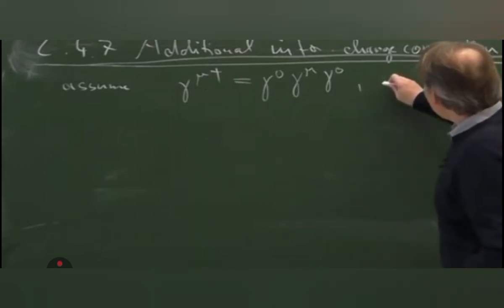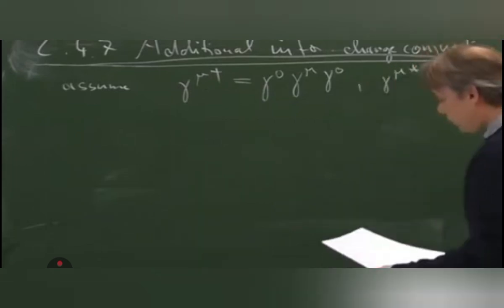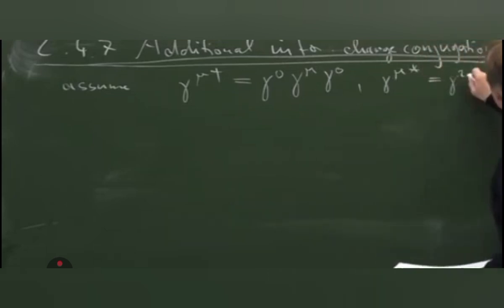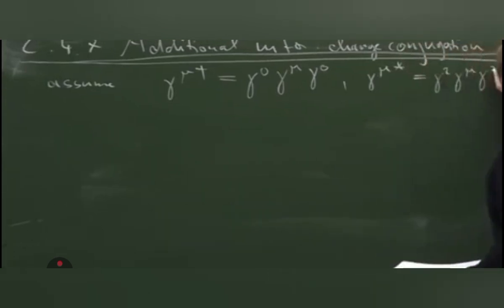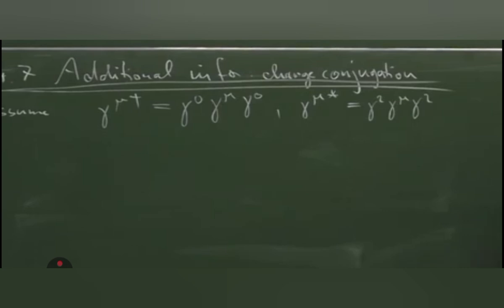And we assume the complex conjugate gamma^mu star is equal to gamma^2 gamma^mu gamma^2. That means gamma^2 is imaginary and gamma^2 star is minus gamma^2, and all the other gammas are real.